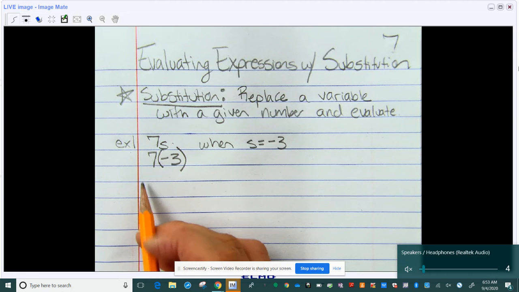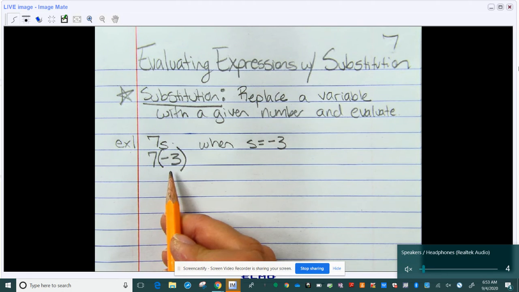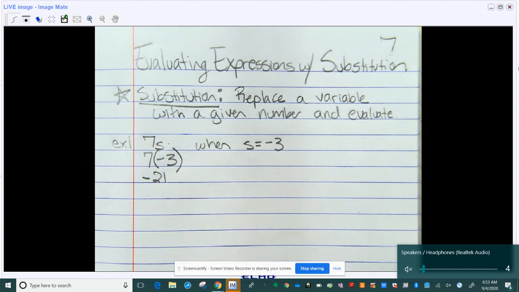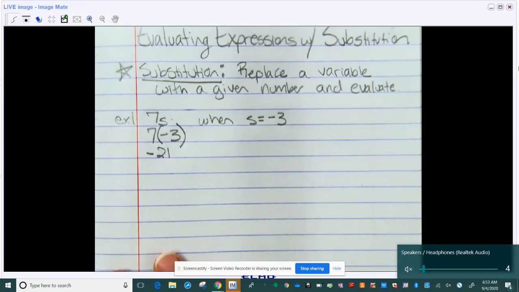That way we don't get it wrong and put 4. No, we're multiplying. 7 times 3 is 21, and they're different signs, so we get a -21. Not so bad. Not so bad. All right, here we go.